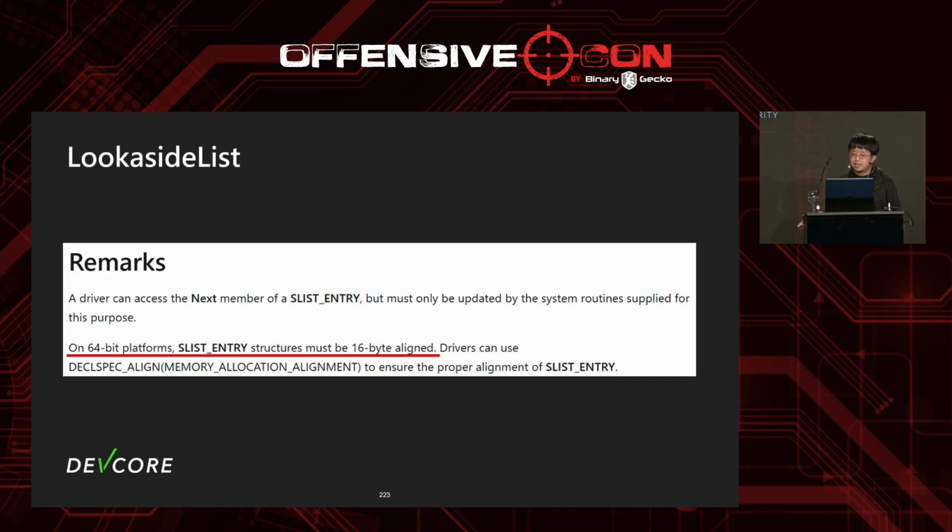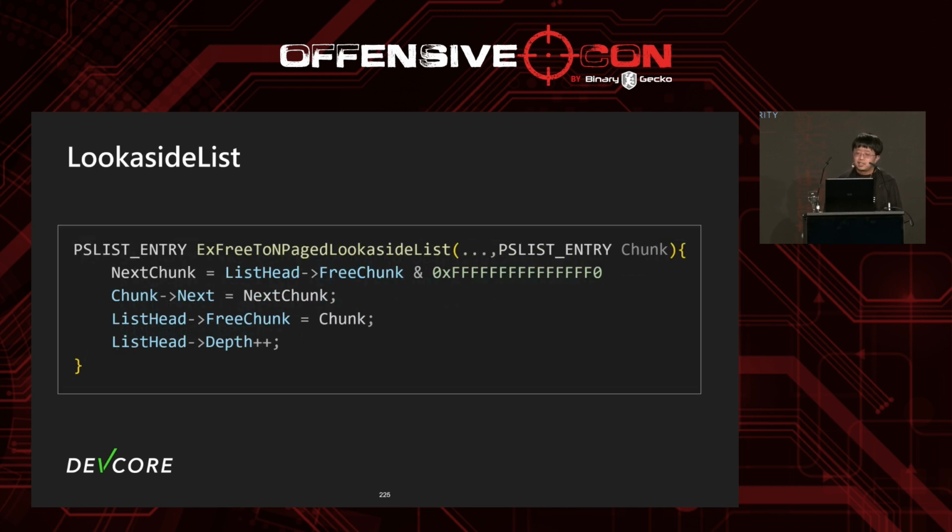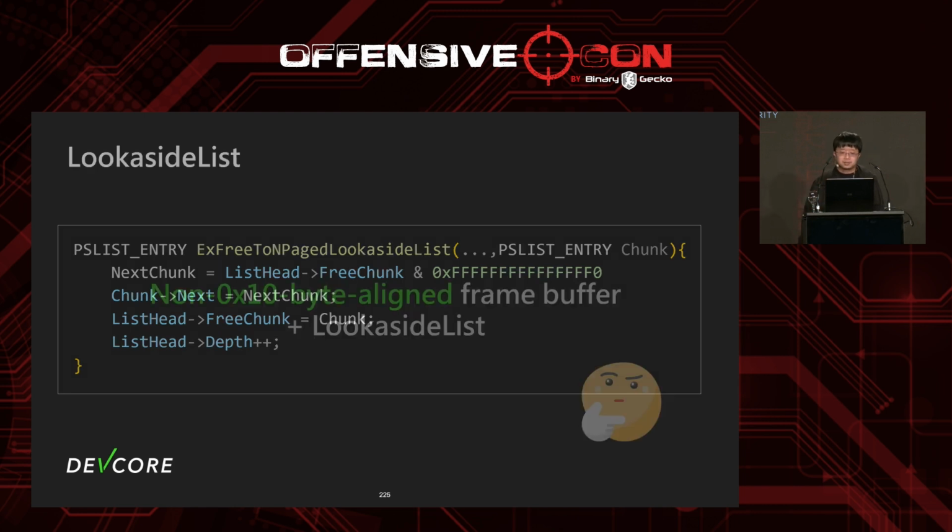Another property is that a Lookaside list entry must be 0x10 byte aligned. As you can see, in the allocation logic, before returning a chunk, the kernel aligns the returned chunk address to 0x10. Similarly, when freeing memory back to the Lookaside list, it also aligns the chunk. As shown in this code snippet, the free routine aligns the first entry in a list.